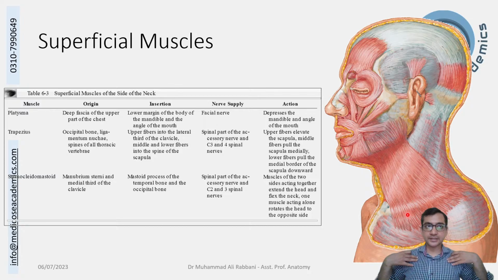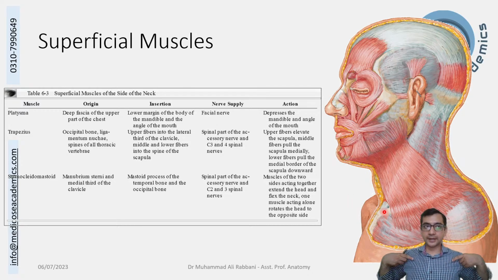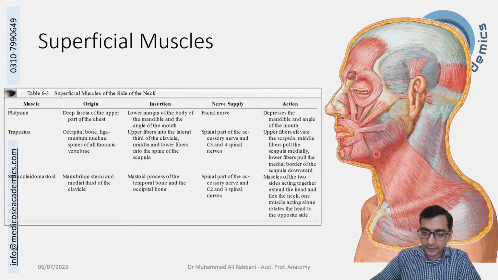In the lower aspect, they are far away from each other. The platysma is rising from here, and the other one is here, and it will move up and medially through the whole of the neck, and it will join here and insert at the angle of the jaw and angle of the mouth. It will have the cutaneous attachment here and the bony attachment here. So what will be its function?